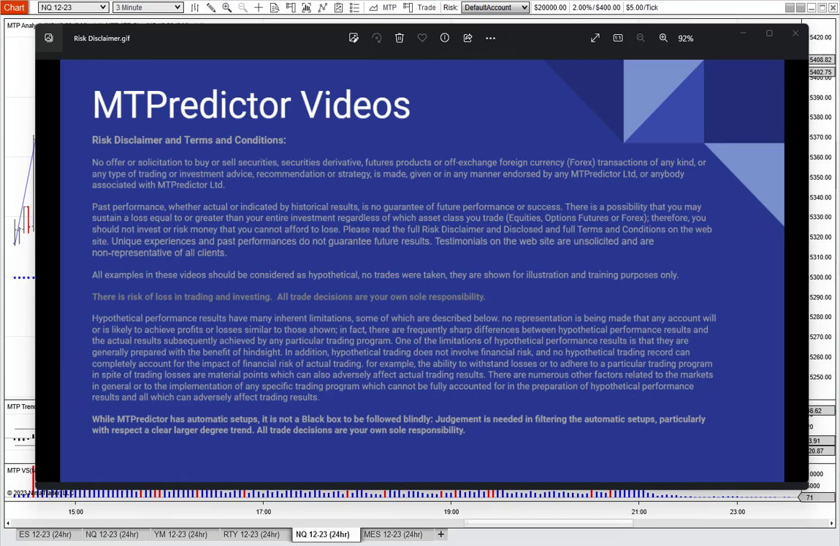But as usual, we start with our risk disclaimer and remind you that all examples in these videos should be considered as hypothetical. No trades are actually taken, they're just shown for illustration and training purposes only. Remind you there's a risk of loss in trading and investing. Put another way, all professional traders know and understand, but more importantly accept that losses can and will and do unfold. No matter what trading approach you have, there always will be losing trades.